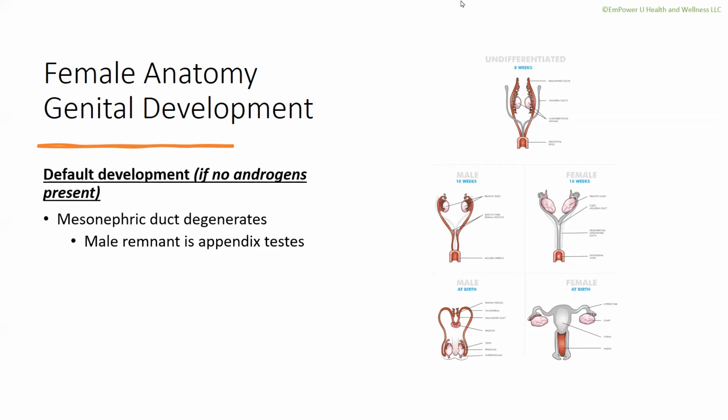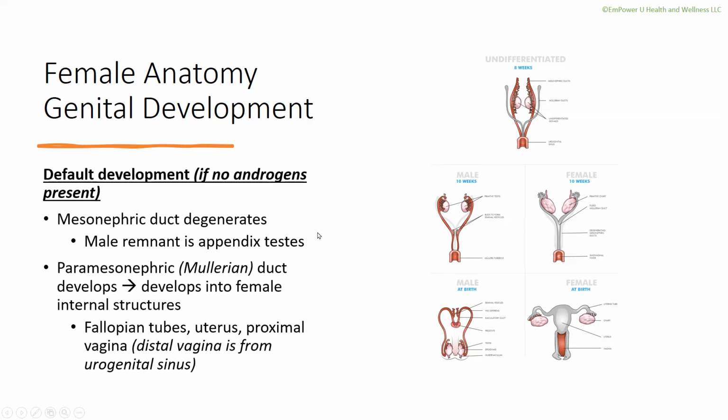The mesonephric duct, and I apologize, this is very small, is here, this red structure. This will degenerate. The male remnant of this in a female anatomy fetus will be the appendix testes. The paramesonephric or Müllerian duct will develop for females, and that's here, these gray structures. Again, sorry about the smallness. They will develop into all of the female internal structures.